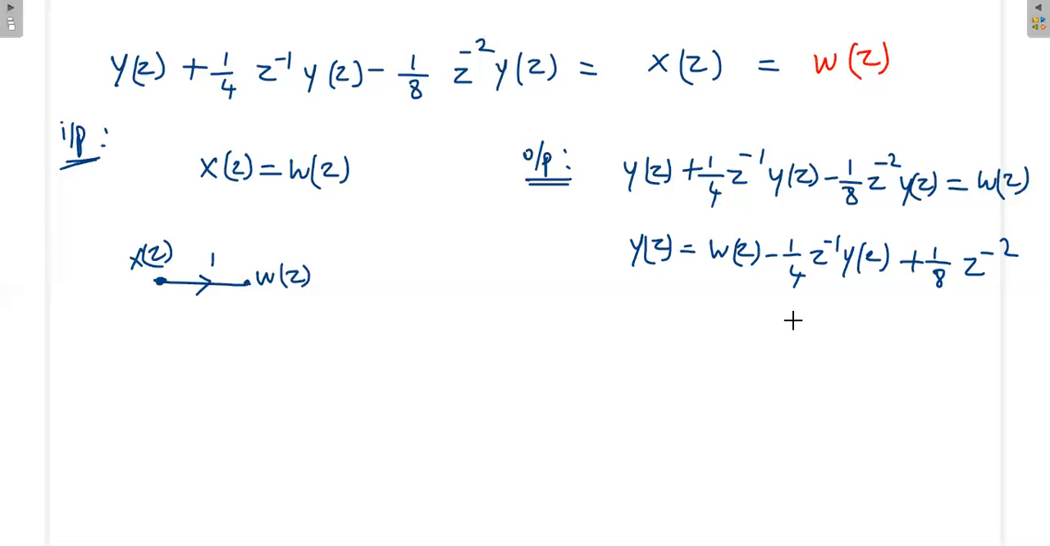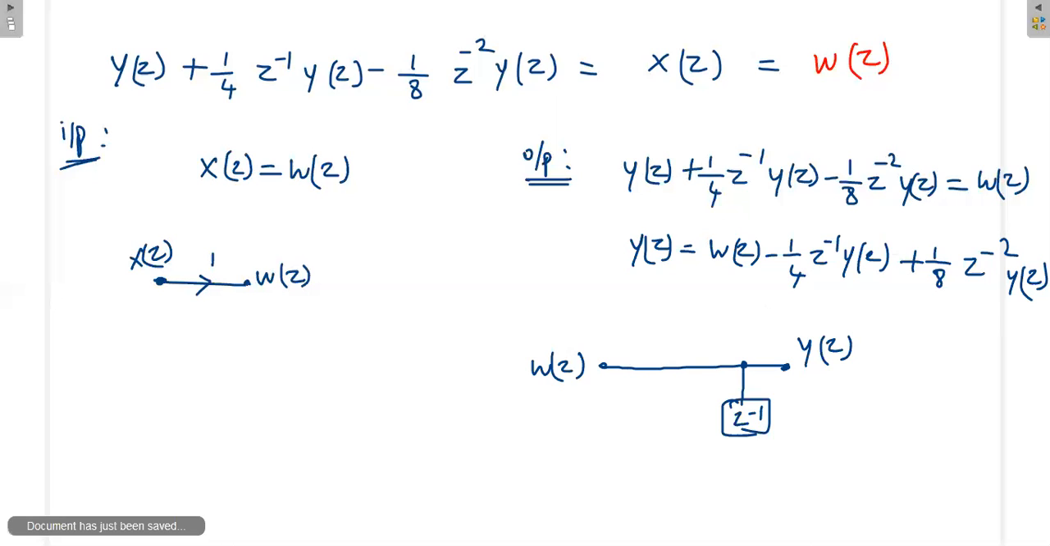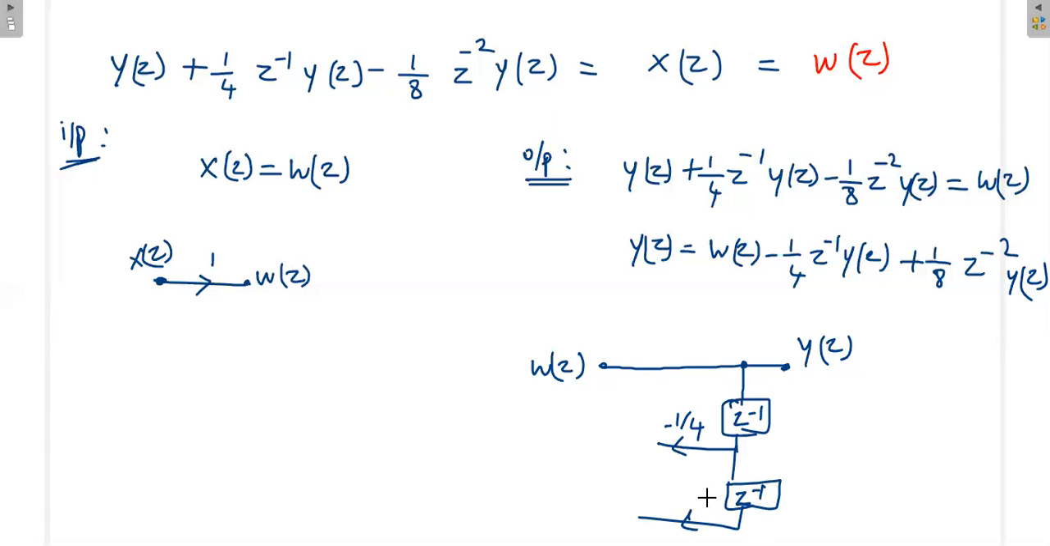Now suppose we have W of z, then from that we can get Y of z. Again, the other terms are there with respect to Y of z, so that we'll tap from here. The first term is with one delay, that is z inverse. Again, the gain factor is minus 1 by 4. And then the other term is with the 2 delay. Already one delay is there, so one more delay I'm applying, so that I will get z power minus 2. Again, the gain factor is 1 by 8.